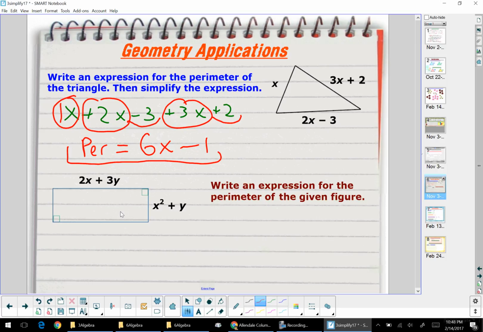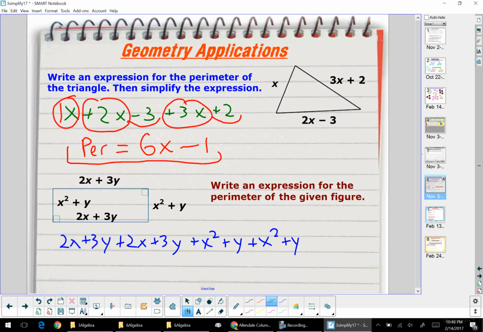All right, so down here we have a nice rectangle. Now rectangles, opposite sides are congruent, so this length, if it's x squared plus y, then so is this one over here. And if this top side is 2x plus 3y, so is this bottom side down here. So now we can take those four things and add them all together. That expression is going to look like this: 2x plus 3y plus 2x plus 3y, because I have two of them, and then plus x squared plus y plus my last side, x squared plus y.